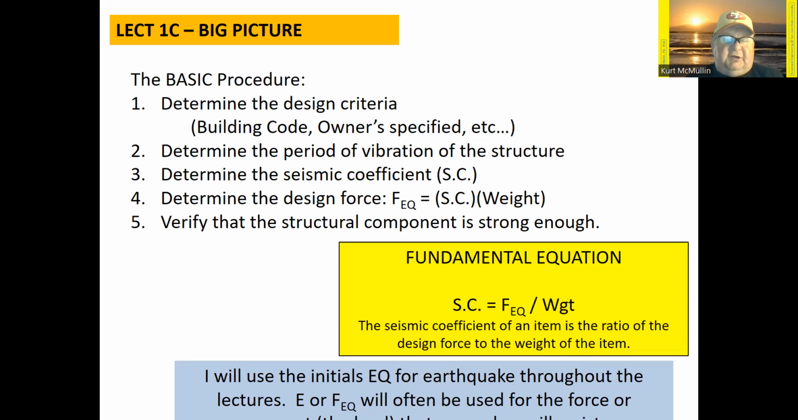So the seismic coefficient of an item is the ratio of the design force to the weight of the item. We will find that there's a seismic coefficient for the building. There's a seismic coefficient for an individual floor. There's a seismic coefficient for the clock that is mounted on the wall. Each time the building code talks about the seismic coefficient for an item, keep in mind that means the design force is that seismic coefficient times the weight of the item that is being shaken.